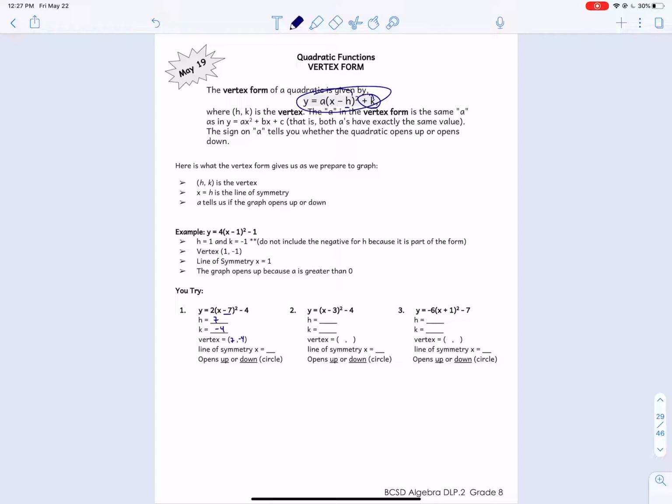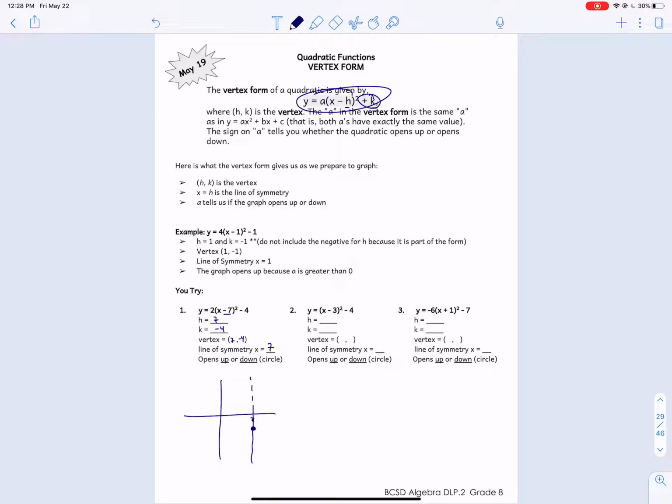Okay, and then think about what we just did. We found the line of symmetry first, and then we found the vertex. So the line of symmetry was just the x part of the vertex. So for this one, the line of symmetry is x equals 7. Okay, so again, we should be able to visualize what this is going to look like. So at x equals 7, we have a line of symmetry. And then at 7, comma, negative 4, there's our vertex, okay? And then the last part is, does it open up or does it open down?